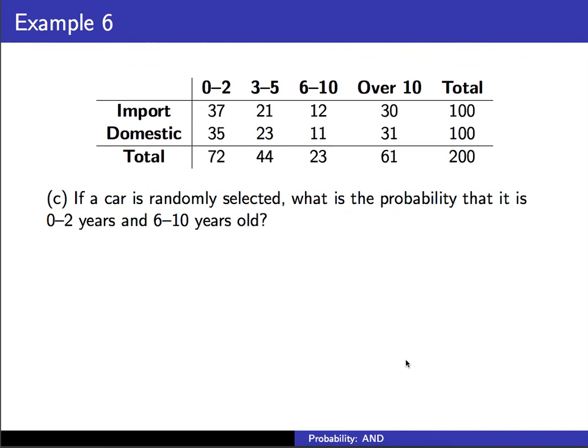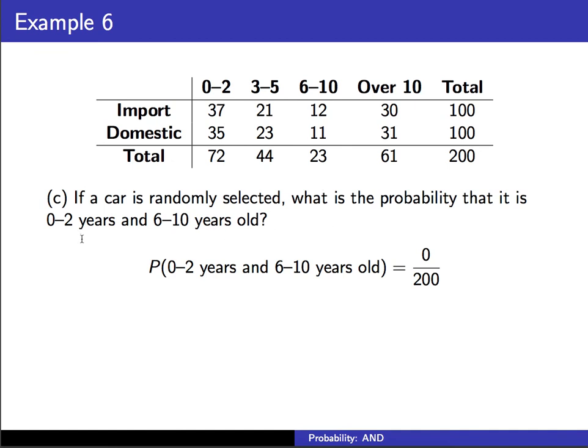All right, part C, we have cars randomly selected. So out of the 200 cars, what is the probability that it is 0 to 2 and 6 to 10 years old? So 0 to 2, this column, 6 to 10, this column. Well, as we said, if we have two rows or two columns we're looking at, those events are going to be mutually exclusive. A car cannot be both 0 to 2 years old and 6 to 10 years old at the same time. So the probability of selecting one that is both is 0. They're mutually exclusive events. This is a 0% chance of happening.